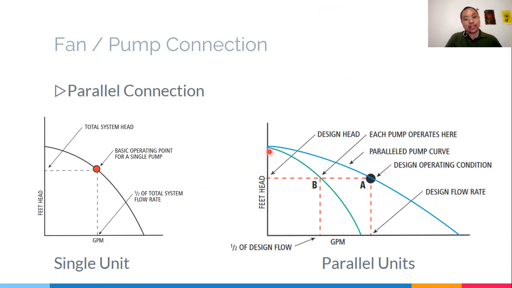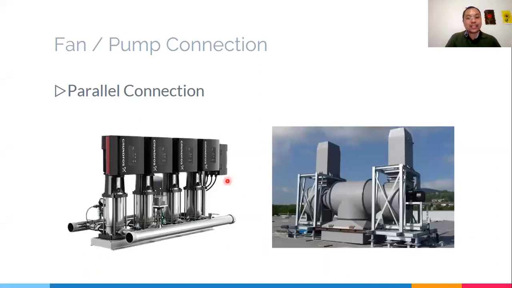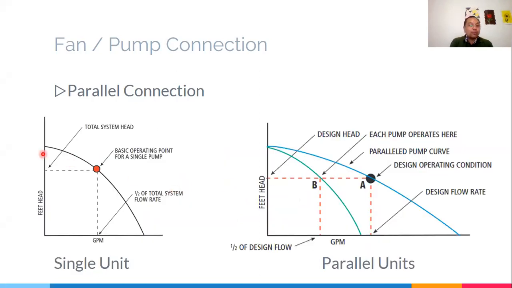So this system curve assumes that you are connecting two pumps of the same type. So makikita nyo dito, identical pumps. So these four pumps are identical pumps. These two fans are identical fans. When you connect one unit to multiple units of identical capacity, yung flow nila adds up, pero yung head parehas.